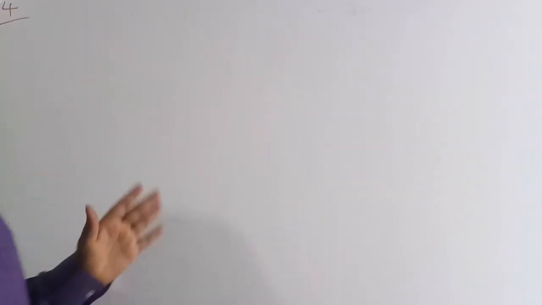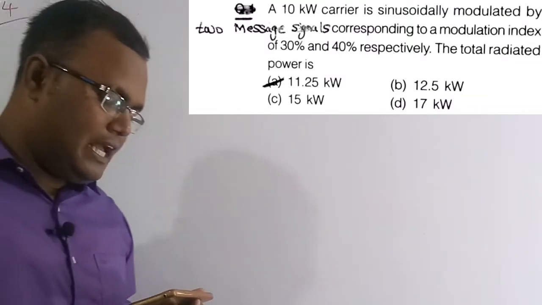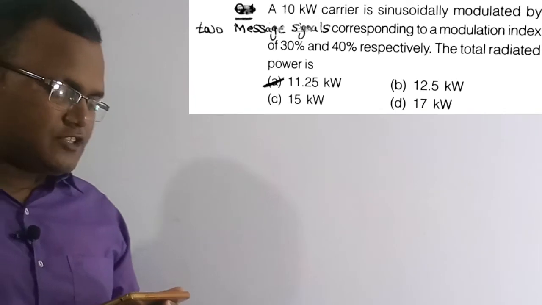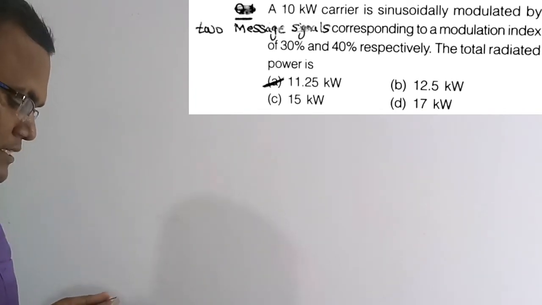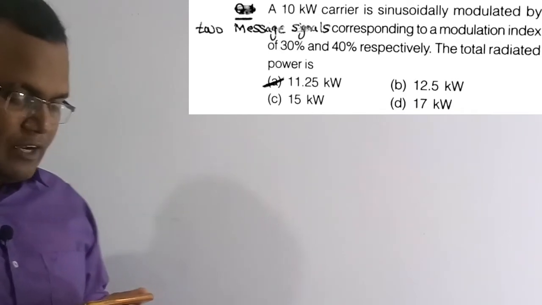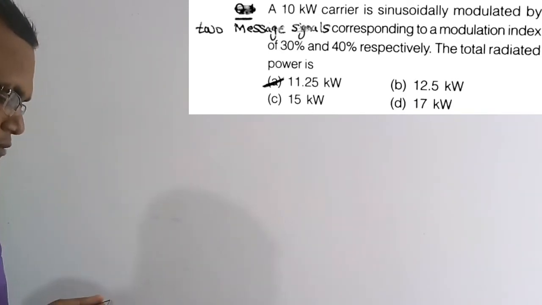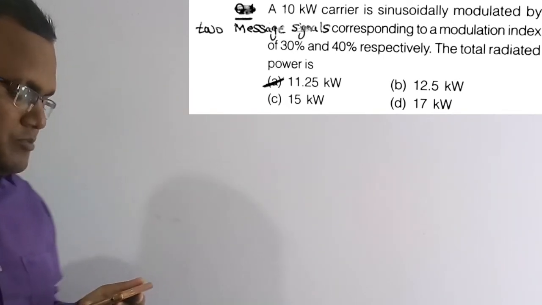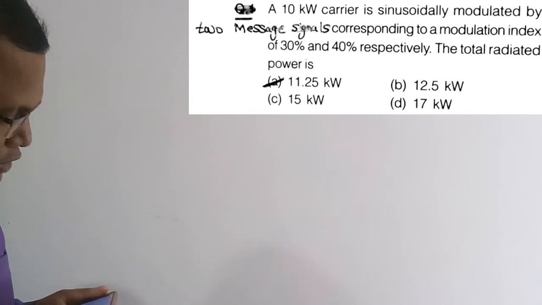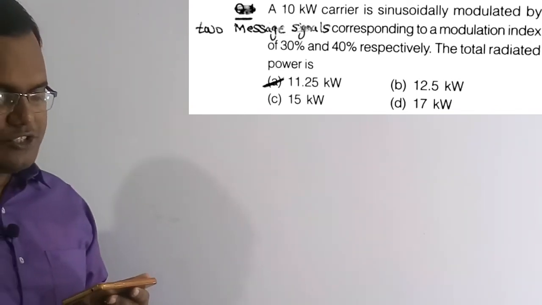Now we are going to solve the fourth question. See the question here. A 10 kilowatt carrier is sinusoidally modulated by two message signals corresponding to modulation indices of 30% and 40% respectively. The total radiated power is? So we need to find the total radiated power. Option A 11.25 kilowatt, option B 12.5 kilowatt, option C 15 kilowatt, and option D 17 kilowatt. Option A 11.25 kilowatt is the correct solution of this question.